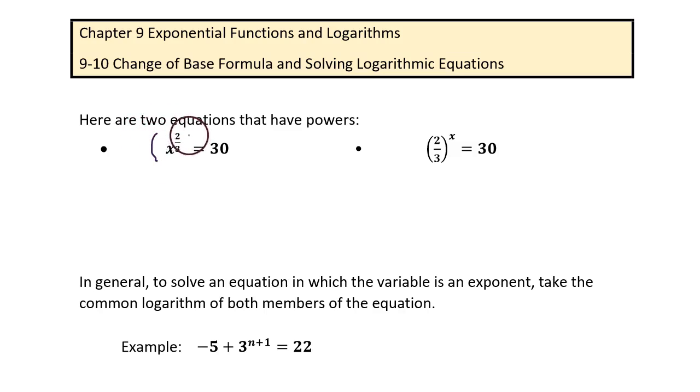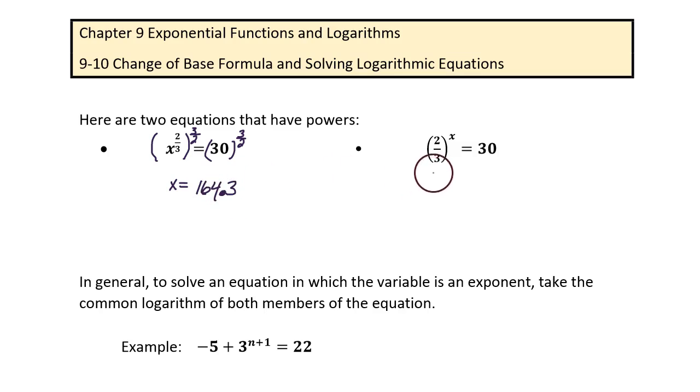Instead, you can raise both sides to a power that is the reciprocal of the power that's already there. That isolates the x, and then take a calculator and type 30 to the 3/2 power. The answer, if you round it, is about 164.3.